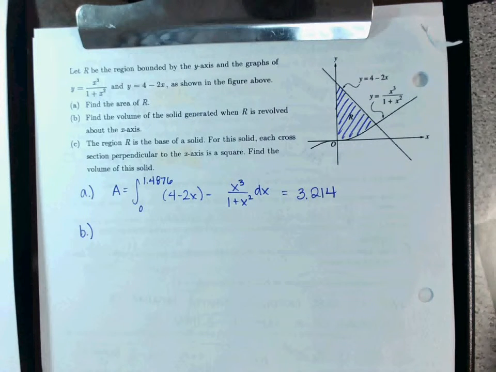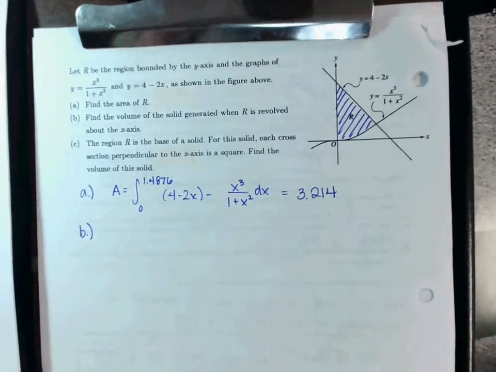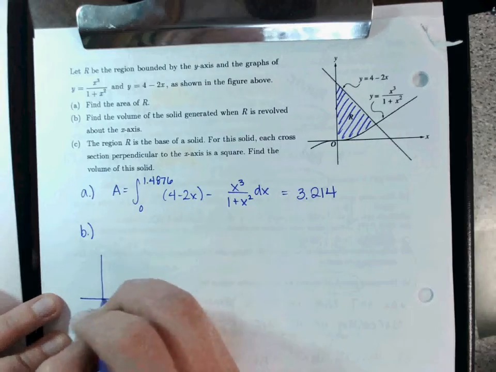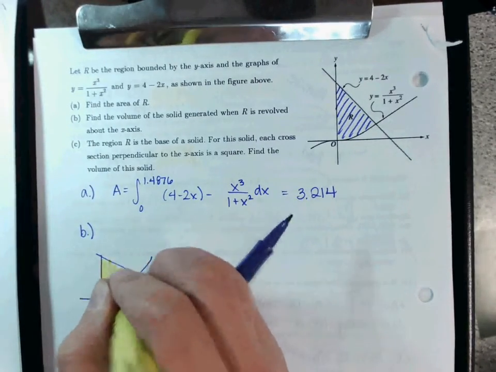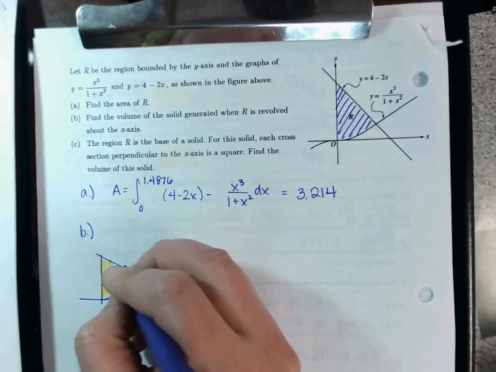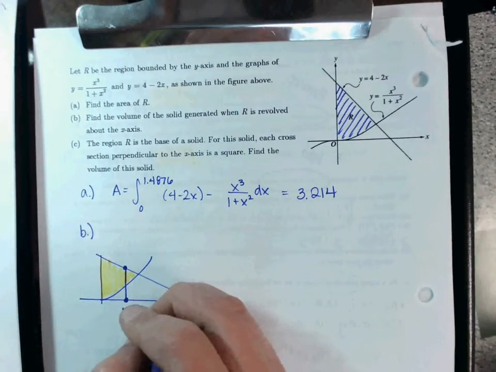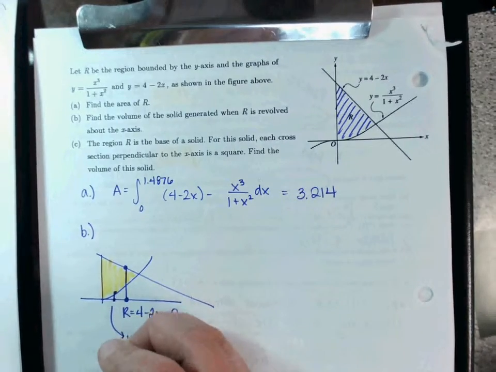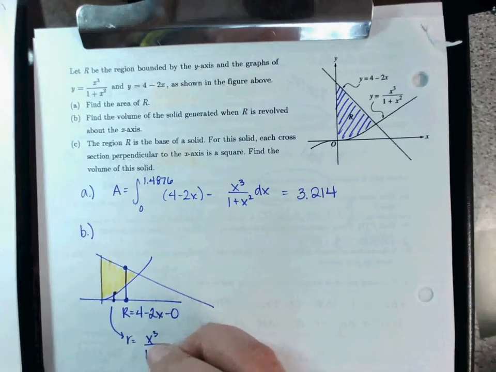I'm missing a square, right? Since it's pi r squared. Okay, how many r's in part B, guys? 2. Okay, so here's my region. Capital R is from here to here. So it should be 4 minus 2x minus 0. Little r is here, and it should be your fraction-y thing minus 0.